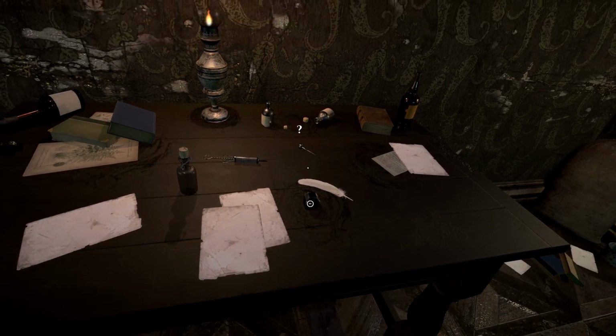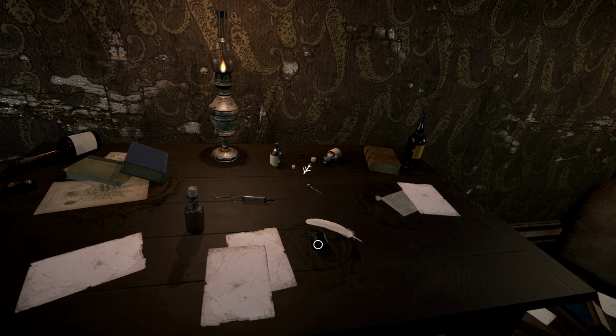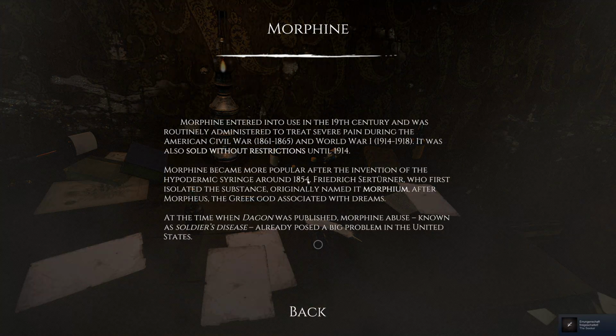Yeah, there's a couple of things we can look at. I'm assuming this always progresses the plot, but we've also got this elder sign here.